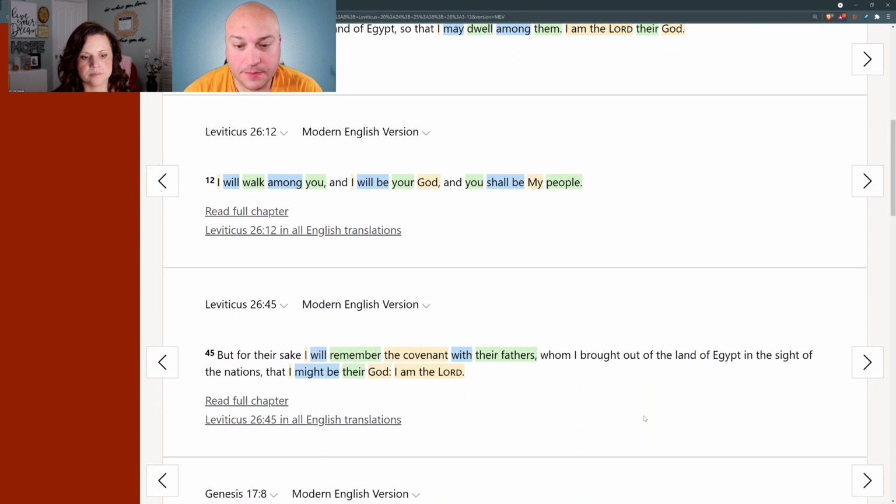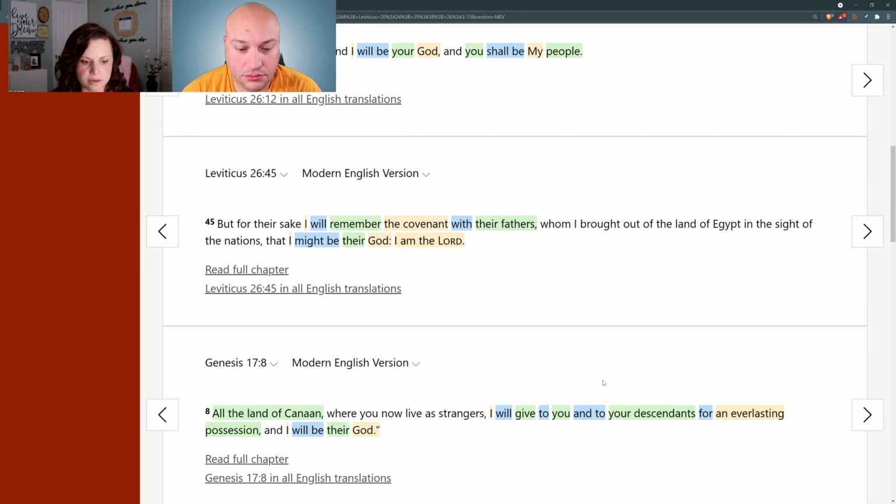Go ahead and read this. Leviticus 26:12, I will walk among you and I will be your God, and you shall be my people. Leviticus 26:45, but for their sake, I will remember the covenant with their fathers, whom I brought out of the land of Egypt in the sight of the nations, that I might be their God. I am the Lord.